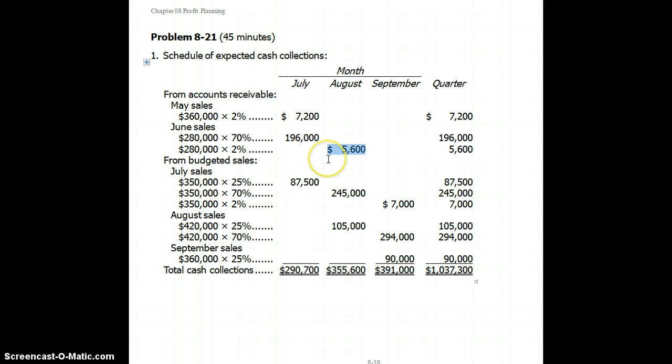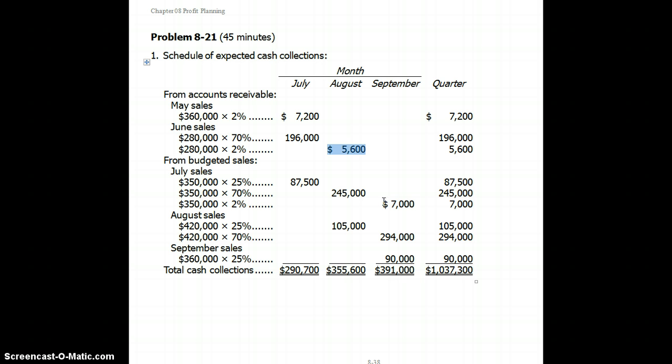Keep in mind, we're only collecting 97% of all sales. The other 3% are uncollectible. So 2% of 280 is $5,600. For the month of September, we're going to collect that 25% of September sales, 25% of 360 being $90,000. For August, we're going to collect 70% of the 420, or $294,000. We're then also going to collect the final 2% of July, or $7,000.